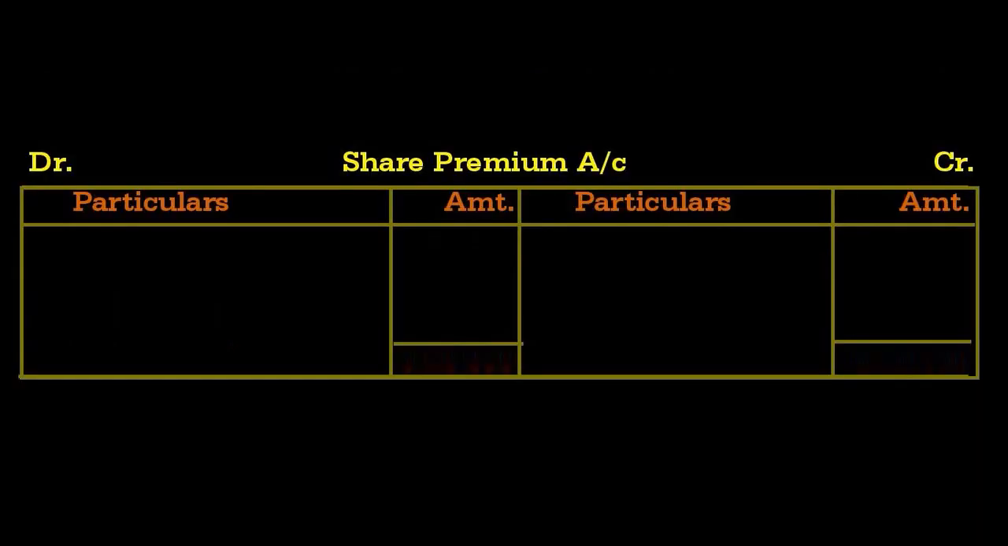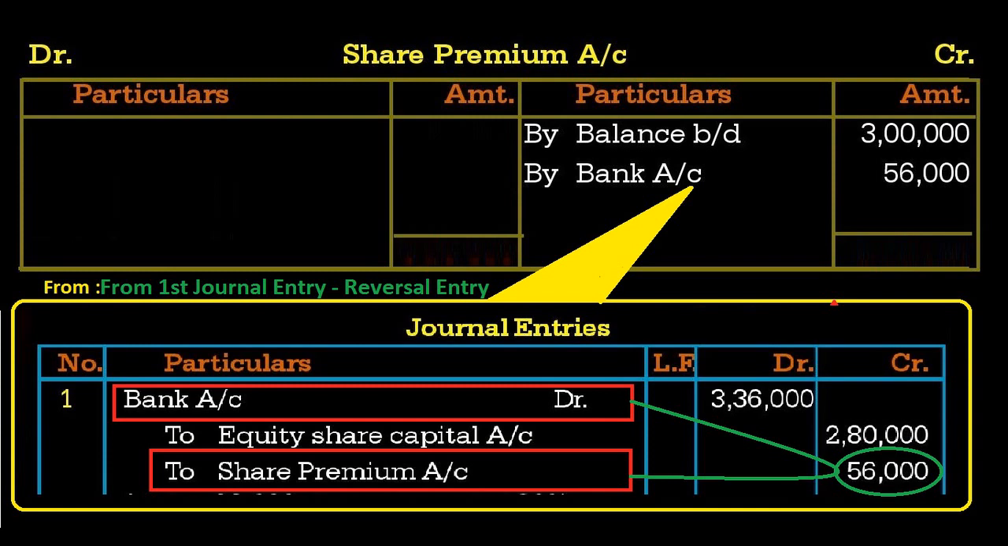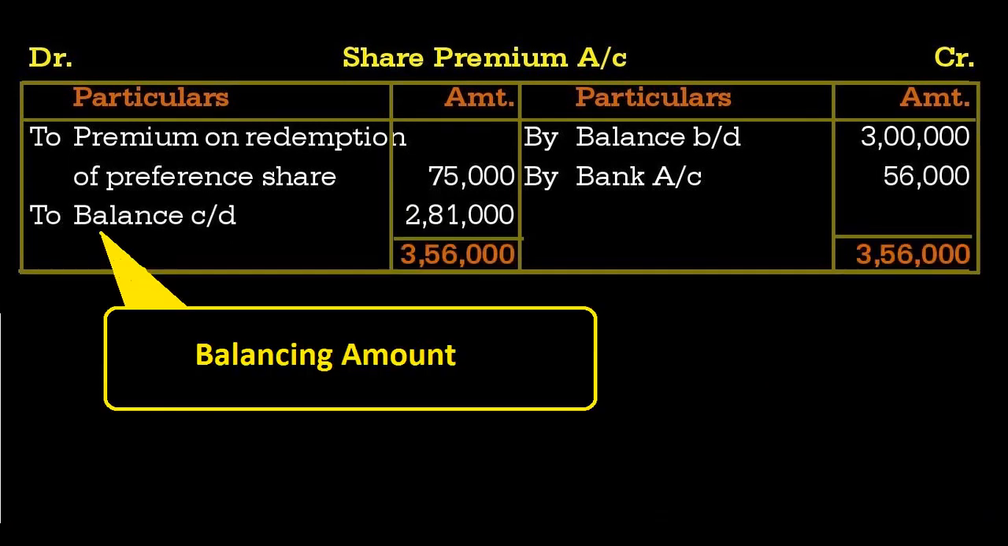Next we will go to share premium account, that is also a liability. So by balance, first balance on the credit side, by balance brought down 3 lakh, that is the balance sheet value. After that we got 56,000 by issue of the new shares, and we have transferred 75,000 to premium on redemption of preference shares to pay the preference shareholders. Balance is 2,81,000. This is the amount which you are going to write in the new balance sheet.